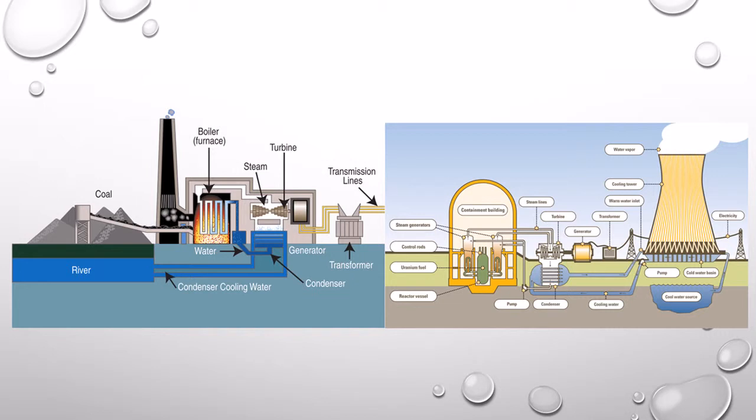On the right, you have a nuclear power plant. The same system is used as the cool water source. Water is pulled through to cool off the turbine and condenser, and then is sent back into the cool water source.